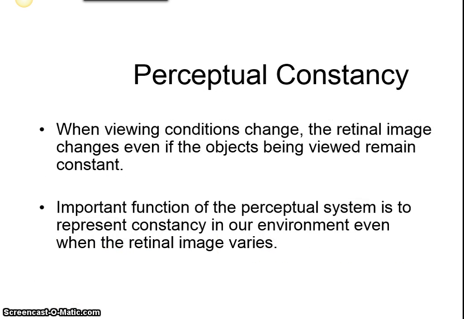All right, so now let's look at this concept of perceptual constancy. When we view something, if we move around, for example, or if the object moves, the conditions of viewing this object or this picture change. The retinal image changes, even if the objects being viewed remain the same. So the important thing to remember here is that our perceptual system is representing a constant environment and accommodates for the change in the retinal image that we experience.